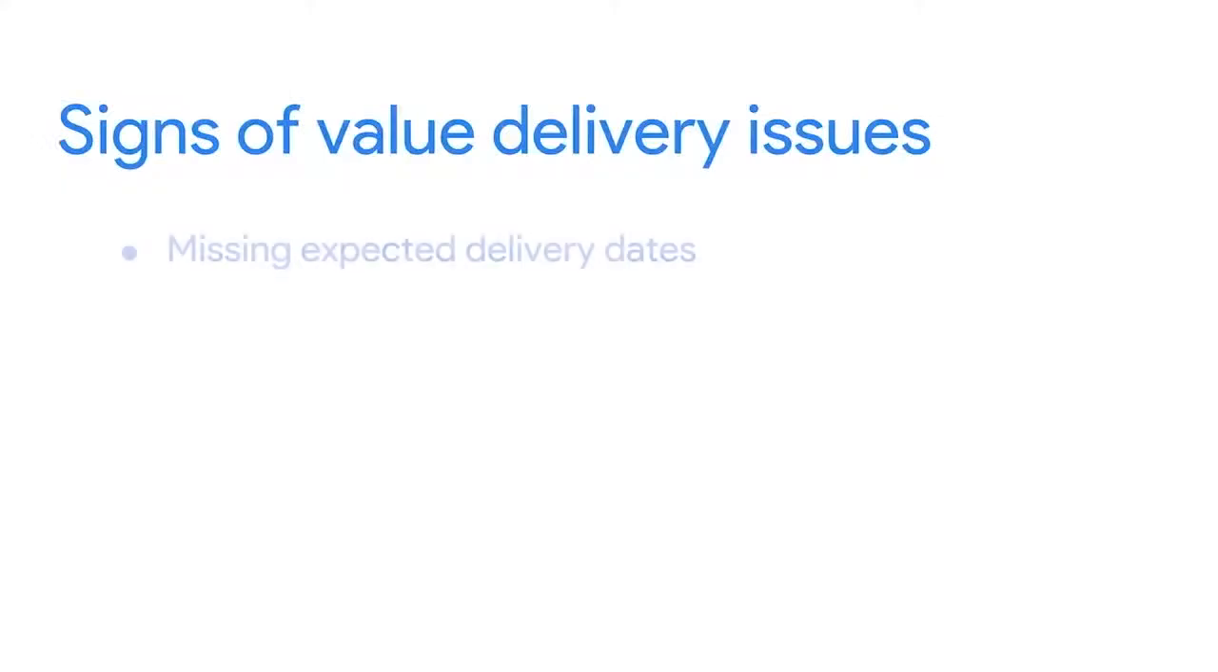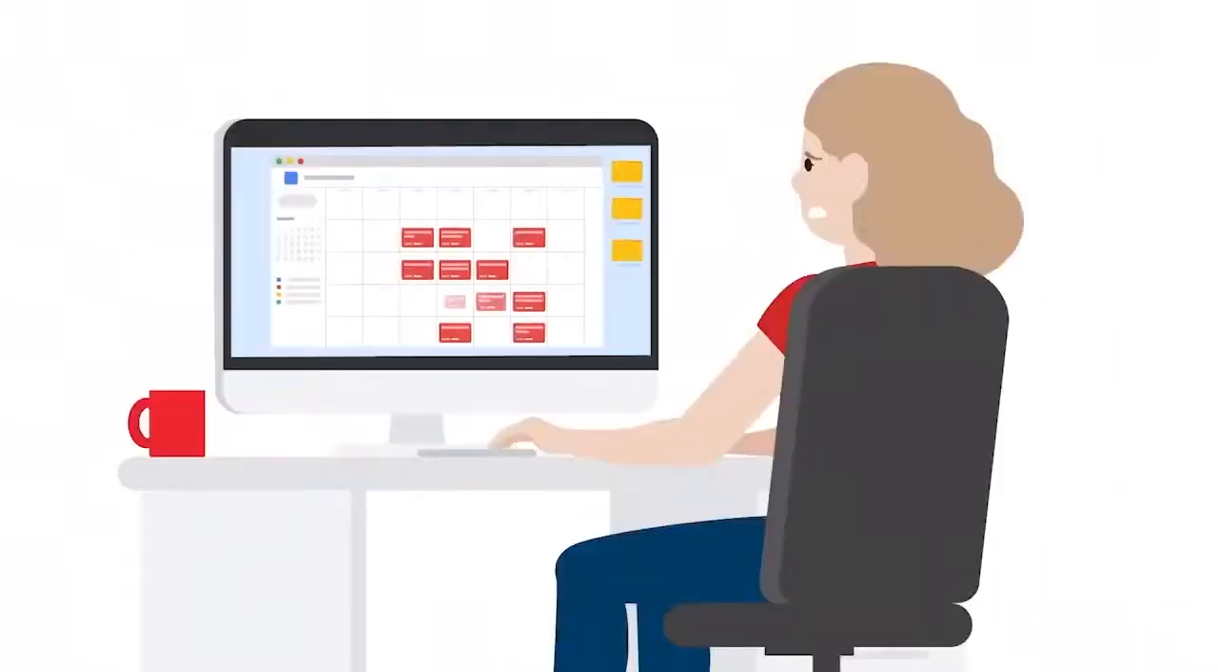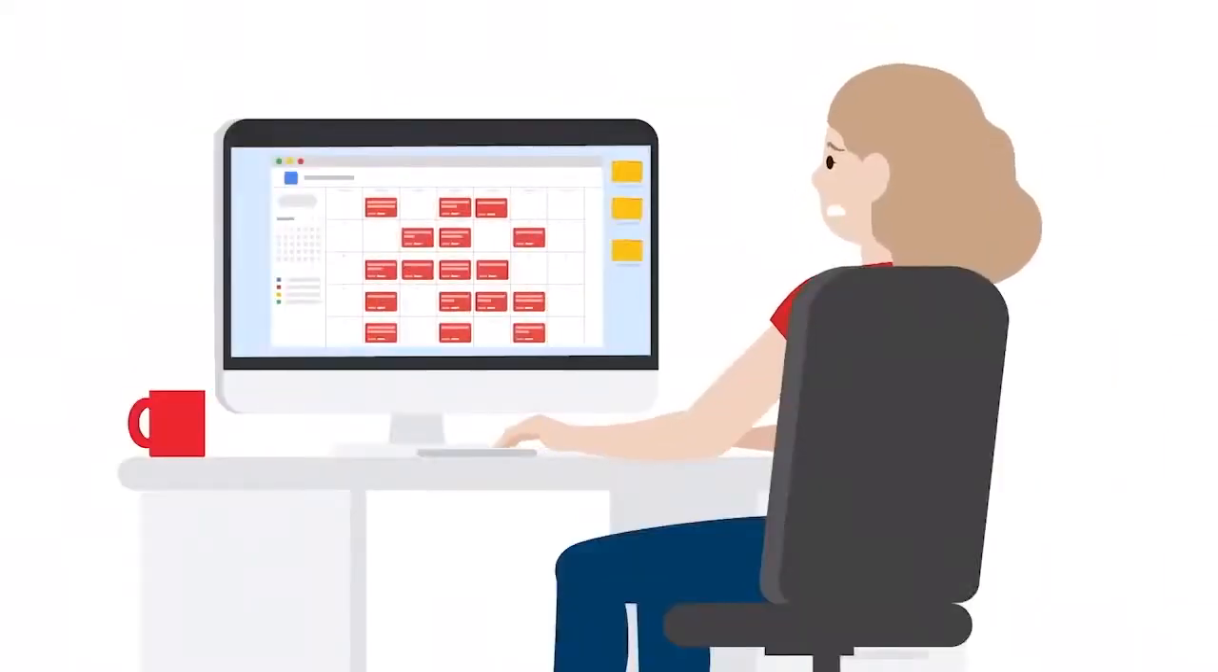Some signs that your team is experiencing value delivery issues could include things like the team has started missing expected delivery dates and is taking a lot longer than usual to complete tasks. Or you might notice that the team seems burned out, is working long hours, and showing signs of exhaustion. Or maybe the team has too many items in progress at any given time, preventing tasks from actually getting to done.